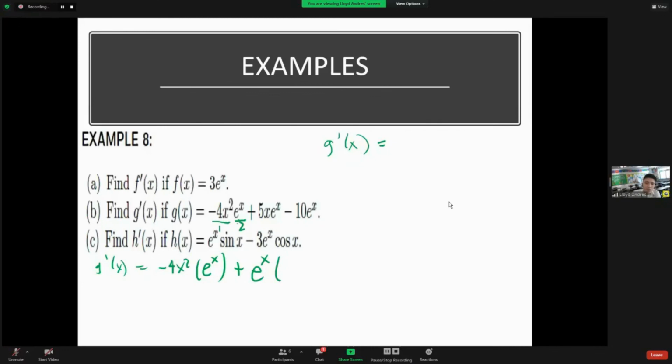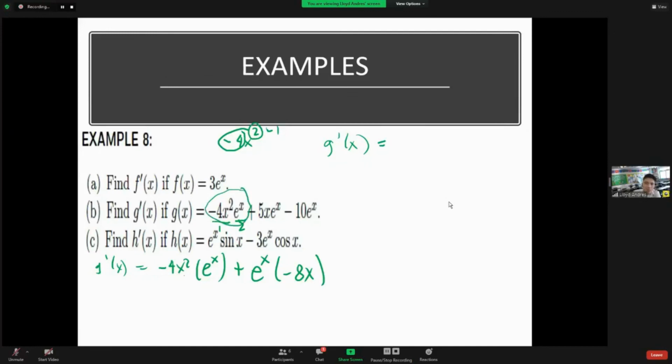The first is negative 4x squared. Constant multiple, multiply, so that's negative 8x. Then subtract 1 from the exponent, so that's x exponent 1. So that's for this one.